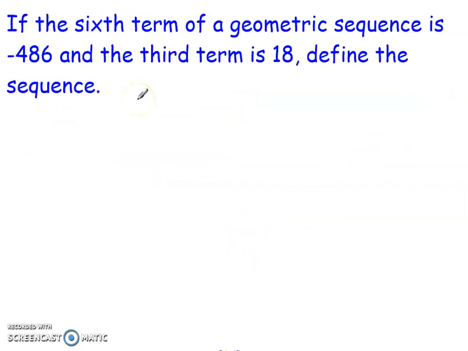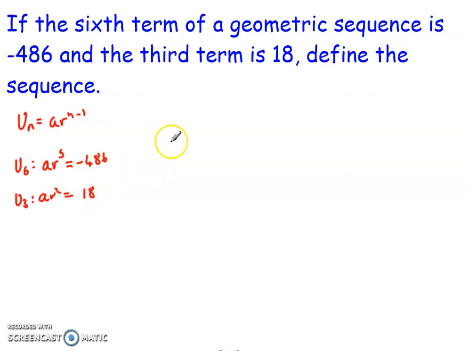The second question was: if I give you the 6th term of this geometric sequence, along with the 3rd term, I want you to define the sequence. So in this case, what I want to know is what format un equals ar to the n minus 1 takes for a and r being known. In order to get this, the first thing we have to do is figure out r. If I've got the 6th term, u6, that means I've got a r to the power of 5, and I know it's equal to negative 486. My 3rd term, u3, is given by a r squared, and we know that is equal to 18.